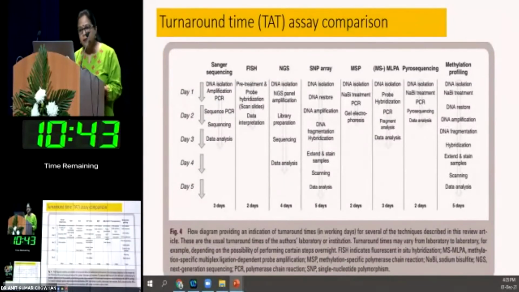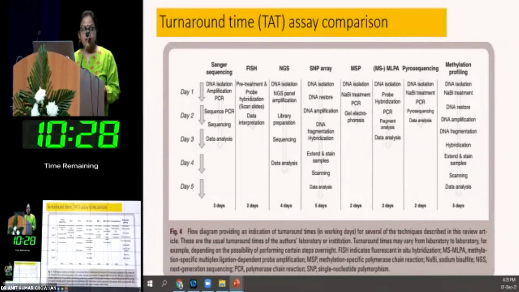If we were to compare the turnaround time for all of these molecular assays, we can see from this figure that the highest time is taken by methylation profiling, SNP arrays, and NGS, because there are multiple steps involved in doing these assays.